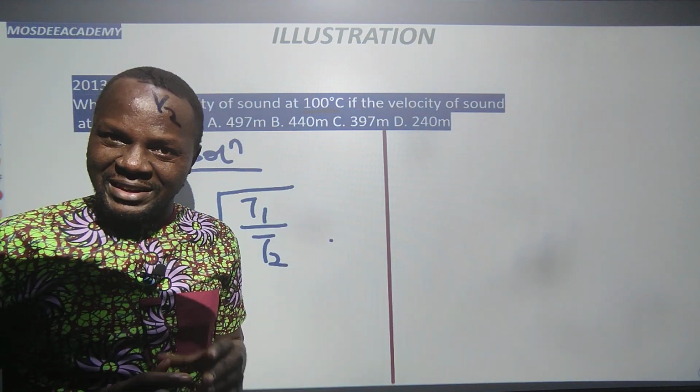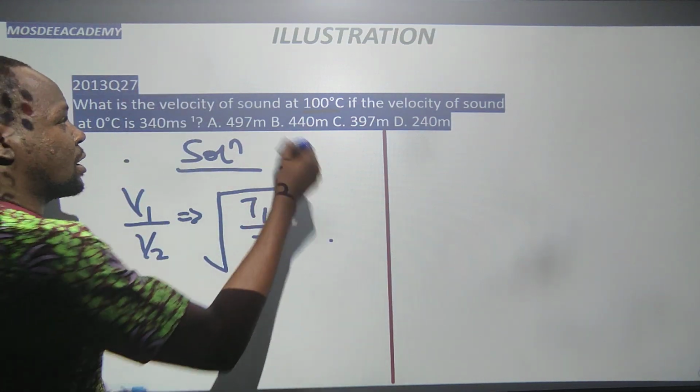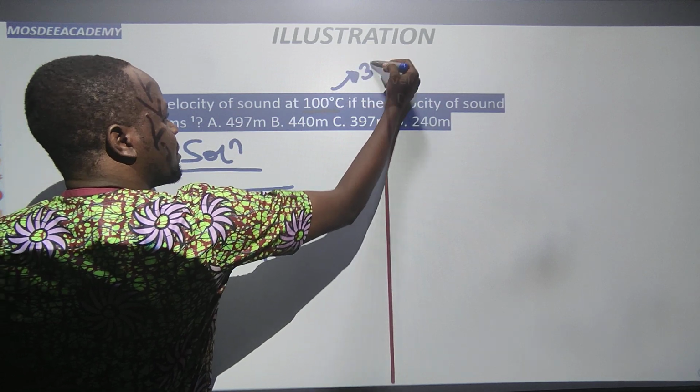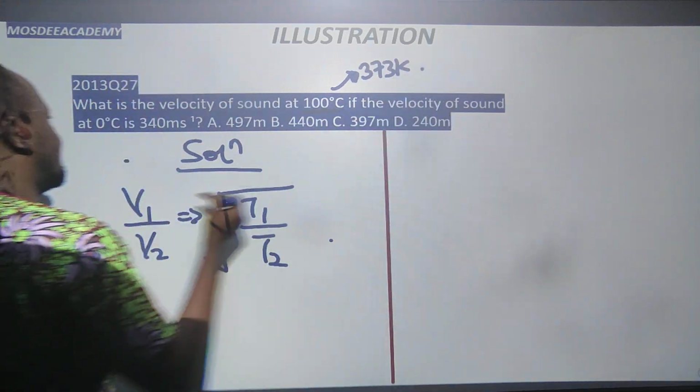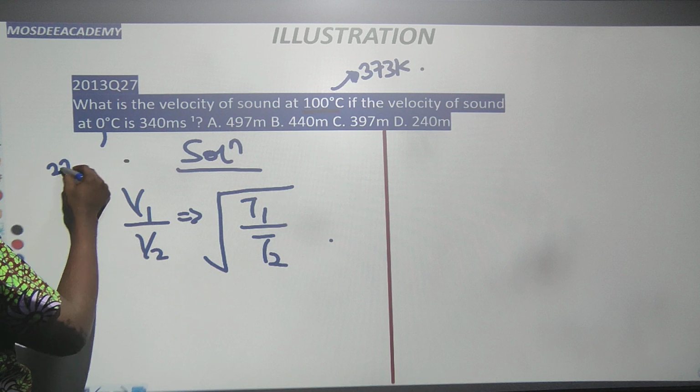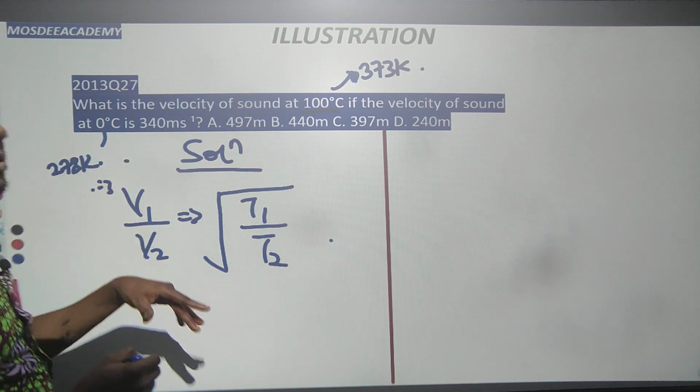Kelvin, not degree Celsius. That's the only technicality there. So I convert this directly. This will be 373 Kelvin. I hope students remember that. And this one will be 273 Kelvin. 0 degrees Celsius is 273.